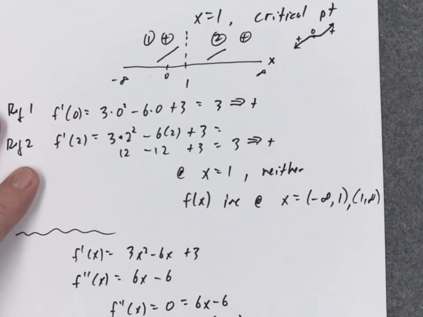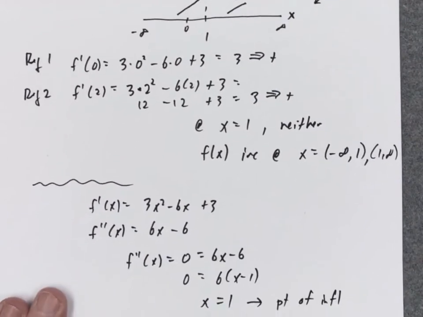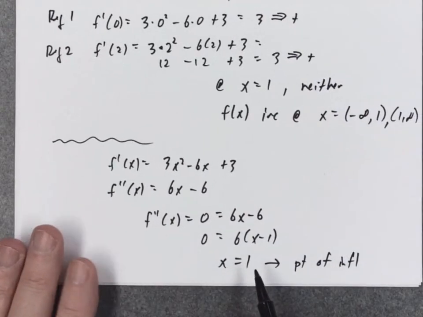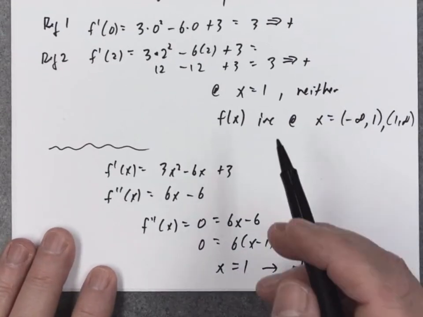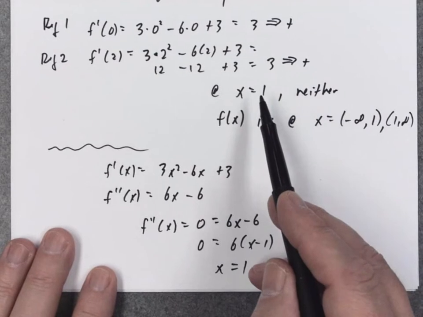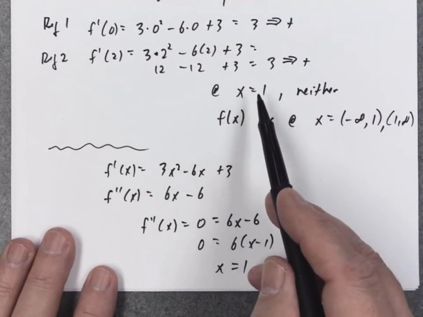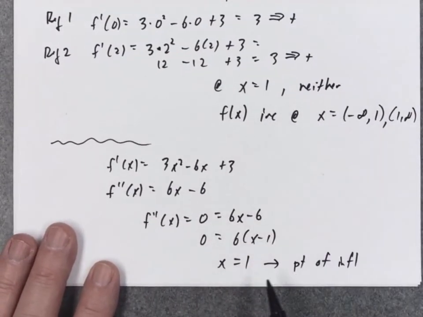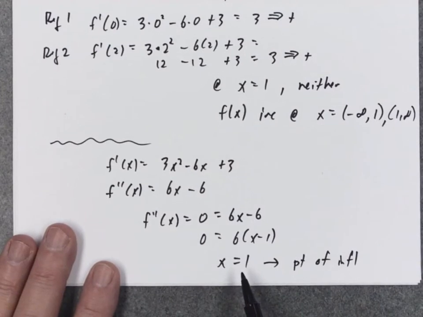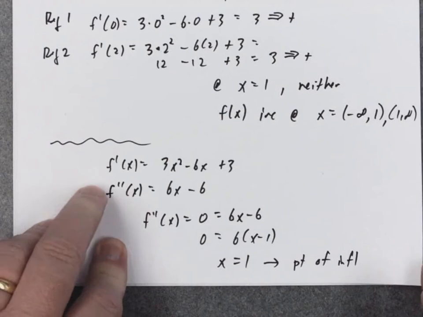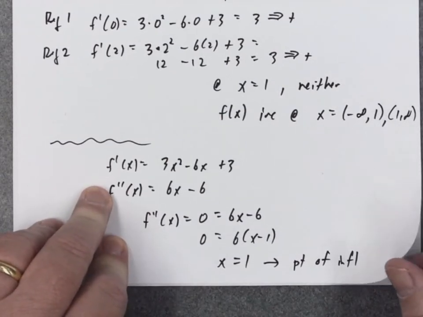Hopefully it's pretty clear that x equals 1 is a point of inflection. It's interesting. If you look, and this happens sometimes, up here the critical point was x equals 1, which is neither. Down here, the point of inflection is x equals 1, the same point. So we'll see how this looks eventually when we try and graph it.